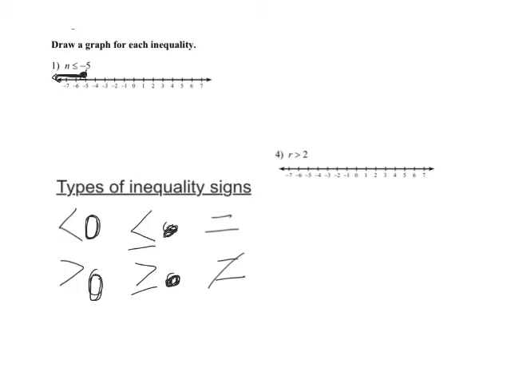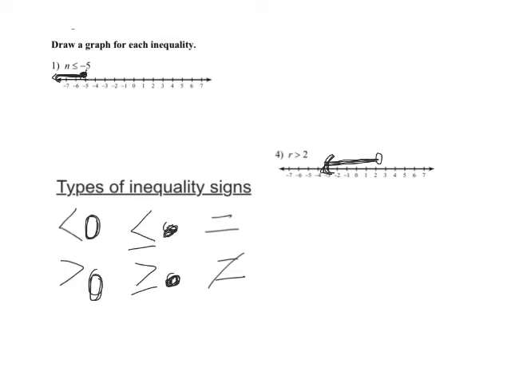Okay, so let's look at number 4 right here, where r is greater than 2. Greater than is going to be an open circle. So what I'm going to do is I'm going to go to the 2, and I'm going to do an open circle. Notice that I'm in my positive 2, not the -2. And then r is greater than, so I'm going to take it this way.